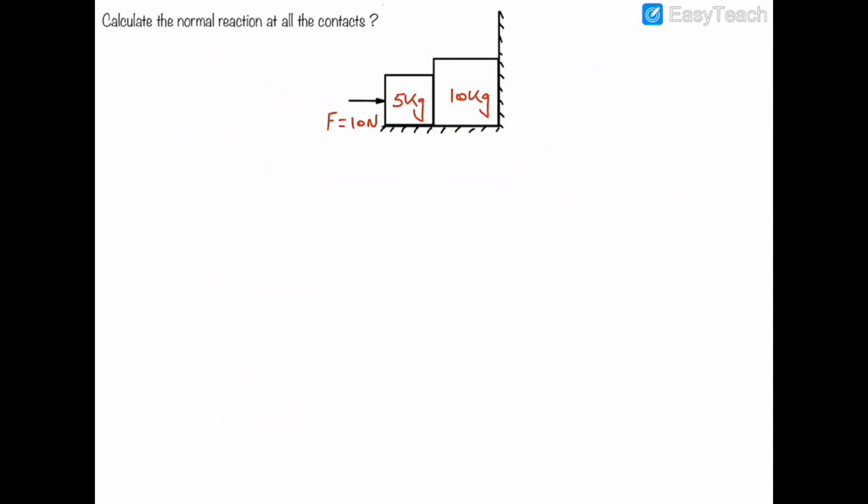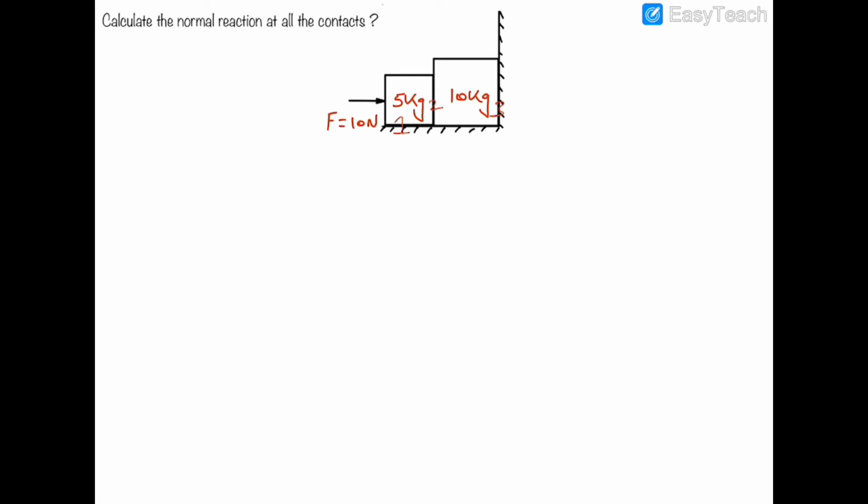Hello guys. Now in this question, you can see that there are two blocks placed against a wall and a floor, and a horizontal pushing force of 10 Newton is being applied on the 5 kg block. We have to find all the normal reactions at all the contacts. First of all, let us name all the possible contacts. This is contact 1, this is contact 2, and this is contact 3. So there are 3 contacts, 1, 2 and 3.